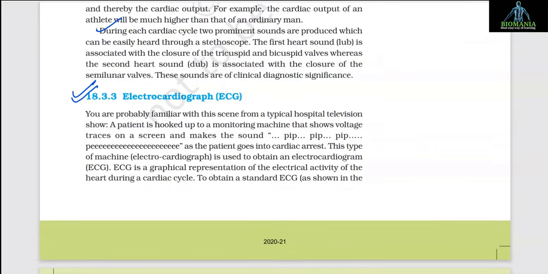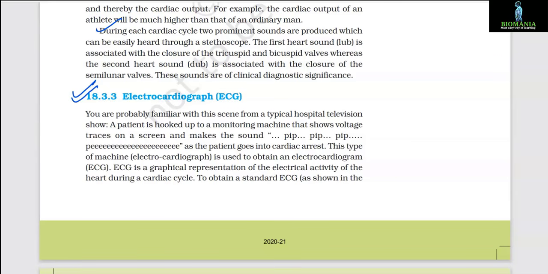18.3.3 Electrocardiograph, ECG. You are probably familiar with this scene from a typical hospital television show. A patient is hooked up to a monitoring machine that shows voltage traces on a screen and makes the sound pip pip pip pip as the patient goes into cardiac arrest. This type of machine, electrocardiograph, is used to obtain an electrocardiogram, ECG. ECG is a graphical representation of the electrical activity of the heart during a cardiac cycle.